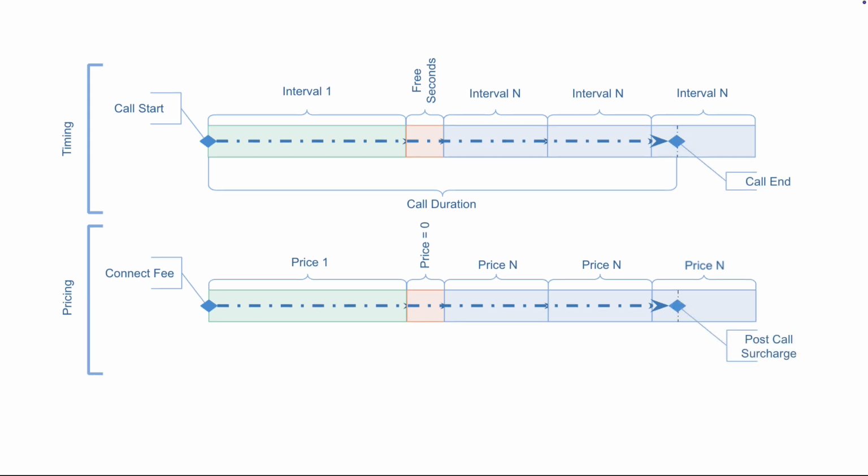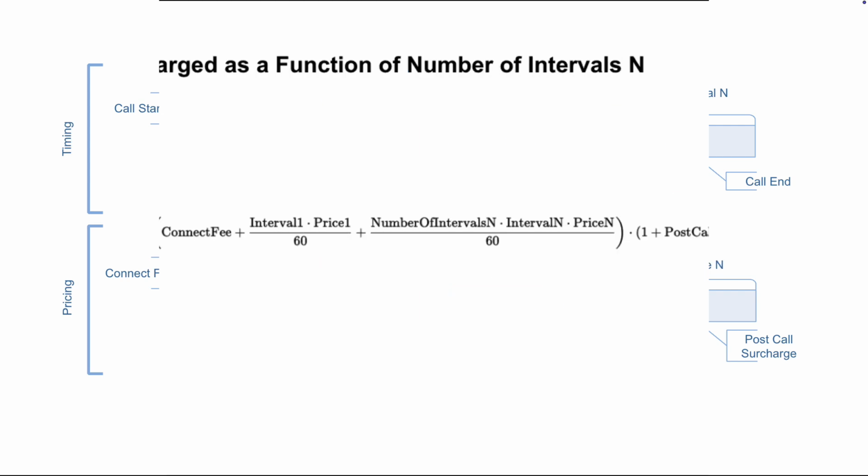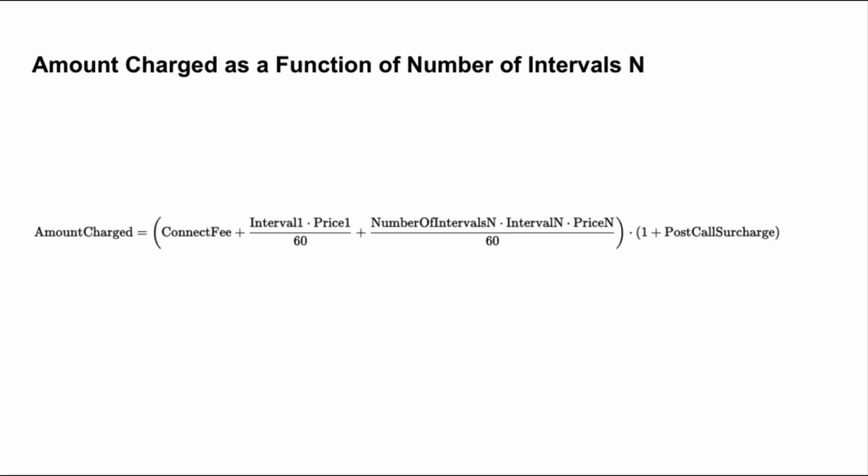Finally, a post-call surcharge may be applied if configured. This is an additional fee calculated as a percentage of the total accumulated charges, acting as a final markup to the overall amount. Combining all the individual charges we've discussed, we arrive at the general amount charged formula. In this formula, the number of intervals n is the primary variable. All other parameters are known values configured within the softswitch. Therefore, the total amount charged is essentially a function of the number of intervals n used during the call.